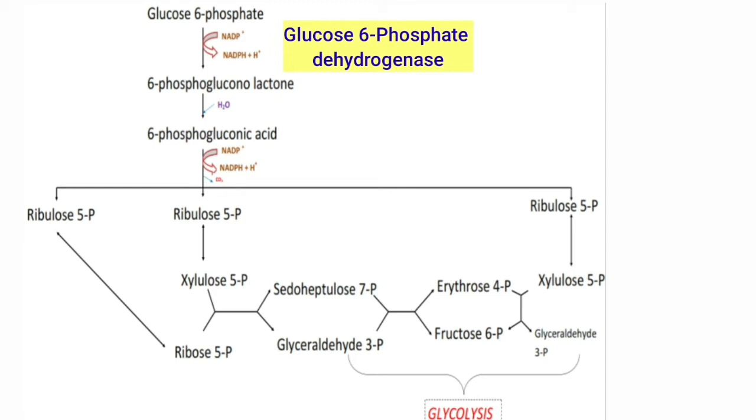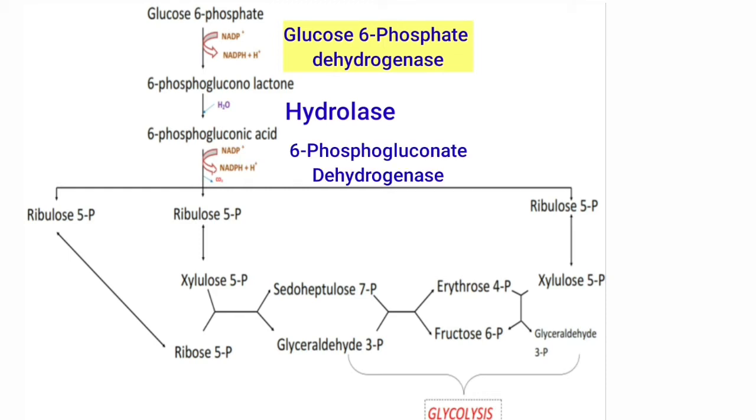Now, in the next reaction, 6-phosphogluconolactone is converted into 6-phosphogluconic acid by the action of enzyme hydrolase. And again, this 6-phosphogluconic acid or 6-phosphogluconate is oxidized by the action of enzyme 6-phosphogluconate dehydrogenase. This is the second reaction in which NADPH is generated. Again, the hydrogens from the 6-phosphogluconic acid are released and accepted by NADP, which is converted into NADPH. Not only oxidation, in this reaction, carbon dioxide is also released.